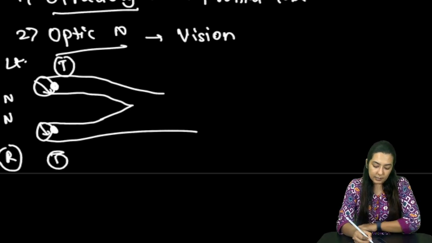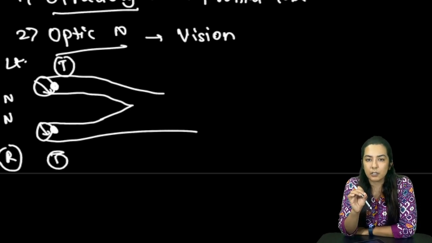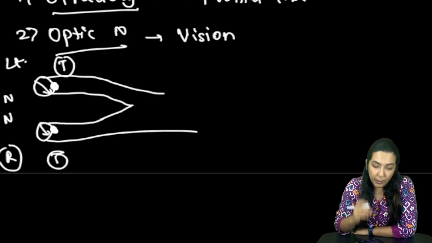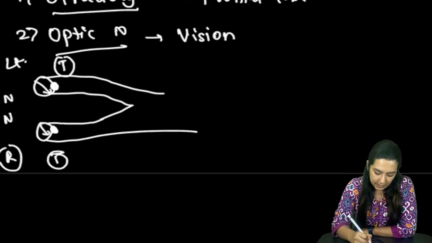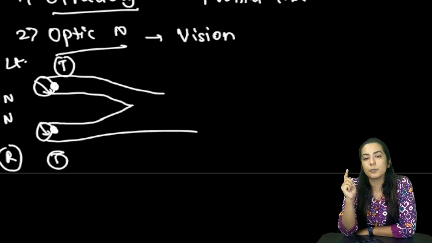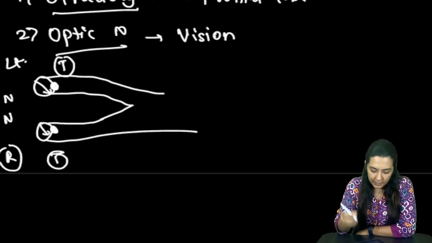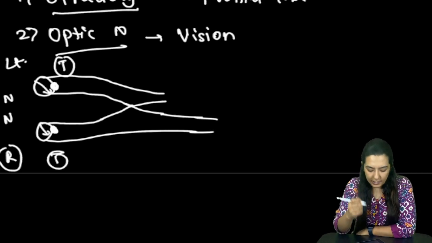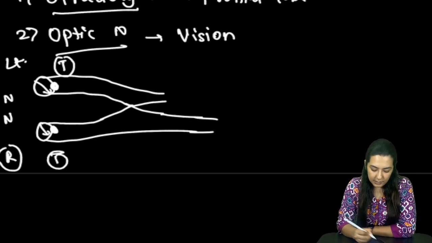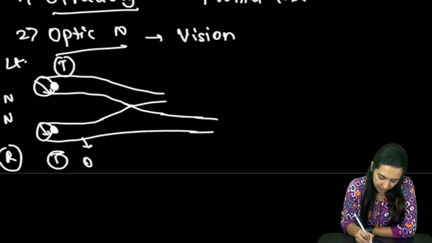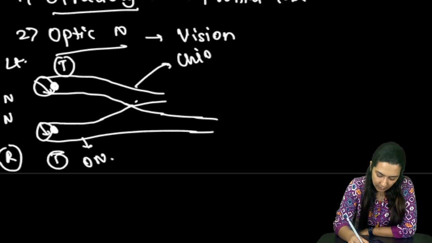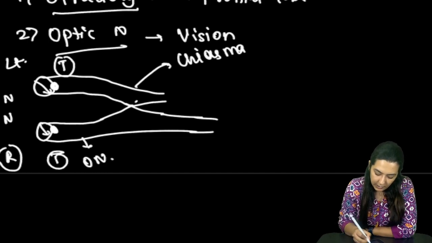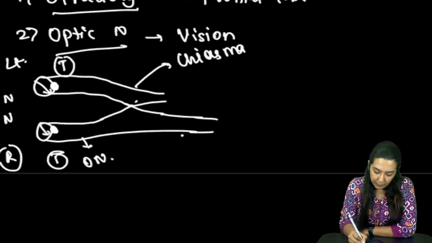Okay. Now at the level of the sellar region, where there is the pituitary gland, above the pituitary gland there is the optic chiasma, where the nasal fibers from both sides will cross. Okay, they will decussate. Okay, so this is the nasal fiber, and now the opposite side. This is called the optic nerve, this is called the chiasma, which is present above the sellar region. Okay, then there will be the optic tract.